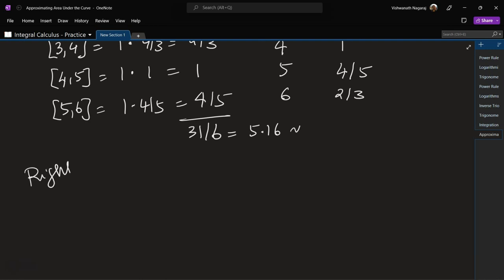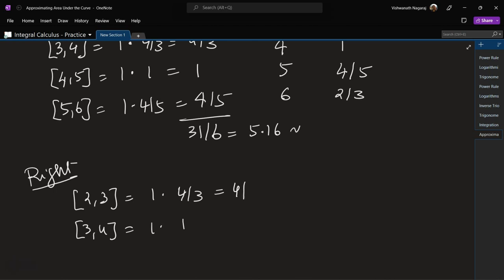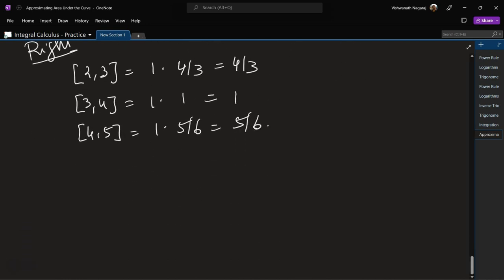Now let's look at it from right endpoint. Then 2 comma 3 would be 1 times 4 by 3. 3 to 4 would be 1 times 1. So this would be 4 by 3. This would be 1. 4 to 5 will be 1 times 5 by 6, which will be 5 by 6, and 5 to 6 would be 1 times 2 by 3.